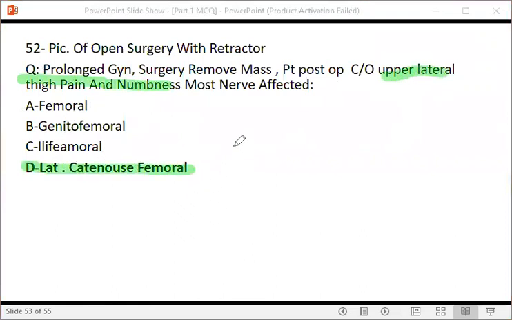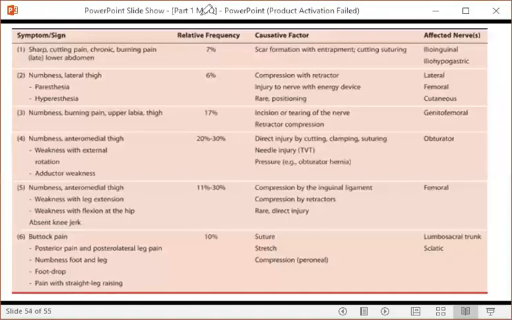So what you need to know here is that this table is very important. The lateral femoral cutaneous nerve usually causes numbness and paresthesia on the lateral thigh, and this occurs by compression with a retractor or injury to the nerve with an energy device. It is rare to occur with an energy device, it is mainly the retractor, of course.